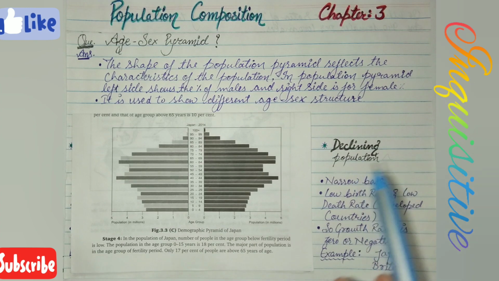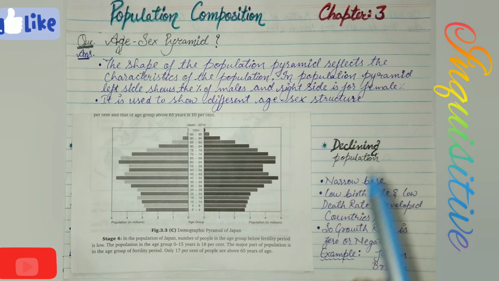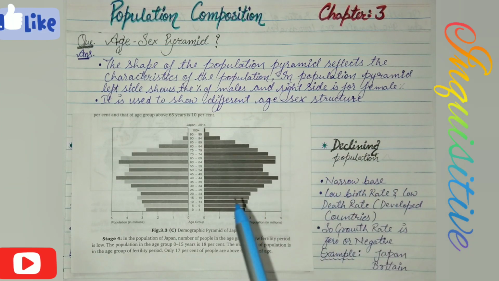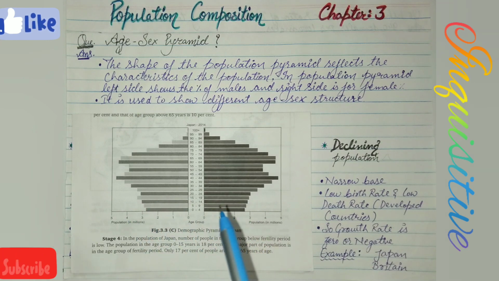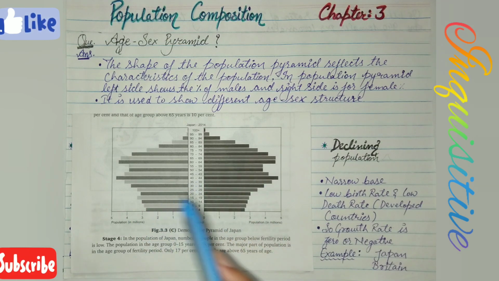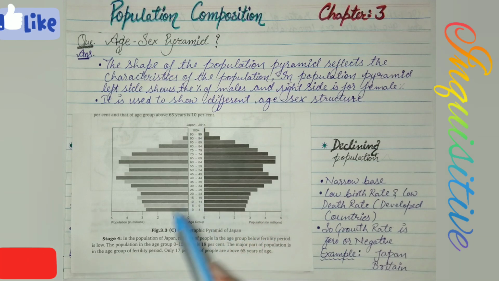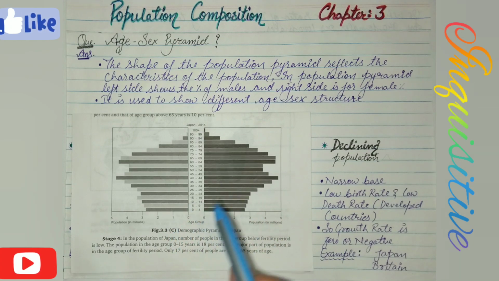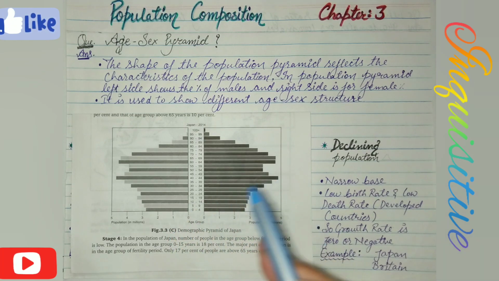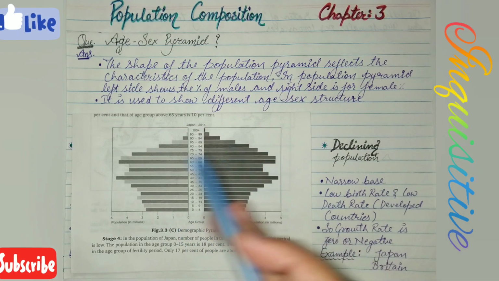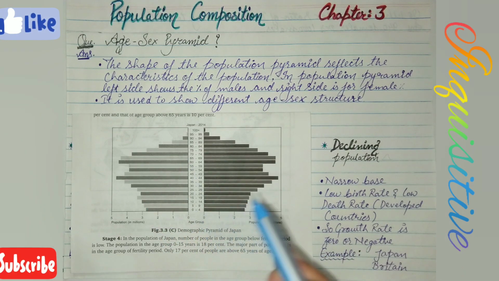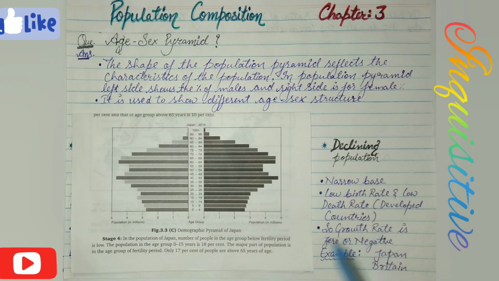Last topic of this question is declining population pyramid. First point is narrow base. As you can see over here, it has a narrow base as compared to the expanding population pyramid and constant population pyramid. Next point is that developed countries having a low birth rate or low death rate come under this category, and as a result the growth rate is zero, or sometimes it goes negative also.